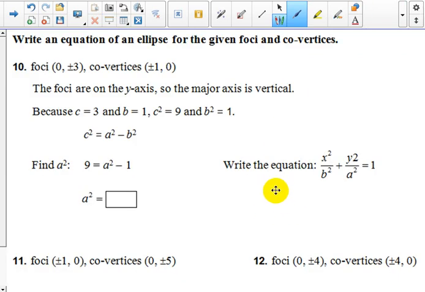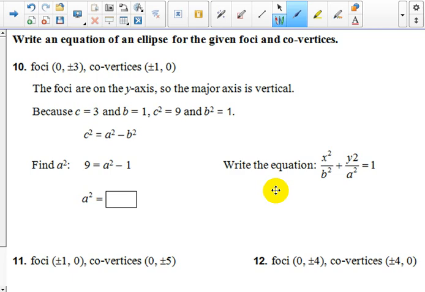Okay, so here it is. It says write an equation of an ellipse for the given foci and co-vertices. So what you're going to work now, we'll work 10 together, then you'll do 11 and 12 on your own. They give us foci (0, ±3) and co-vertices (±1, 0).